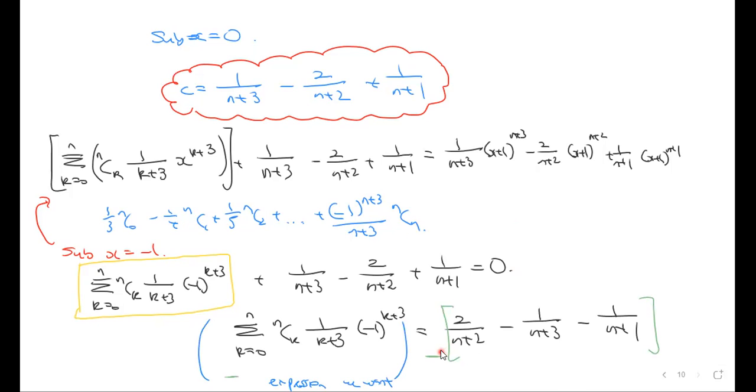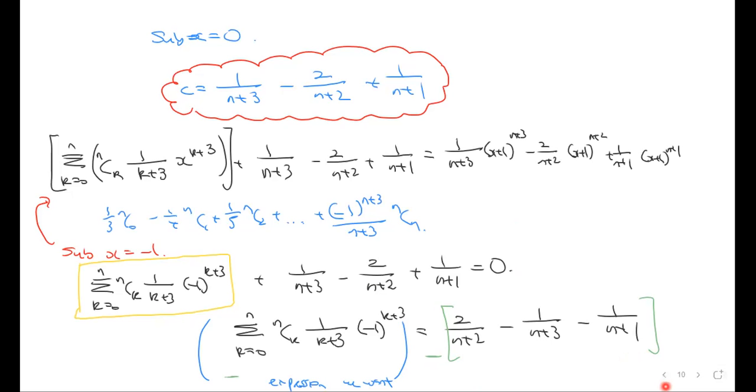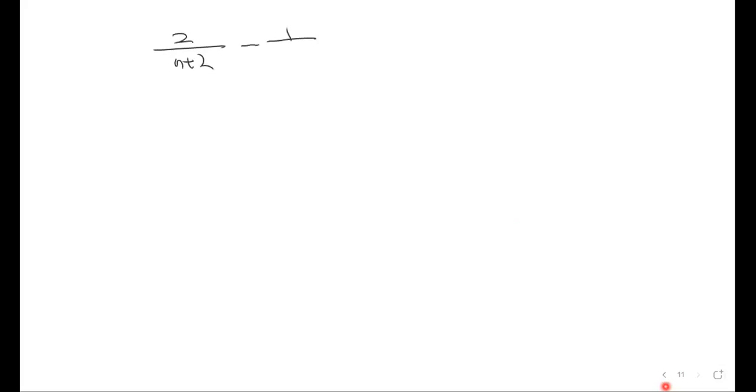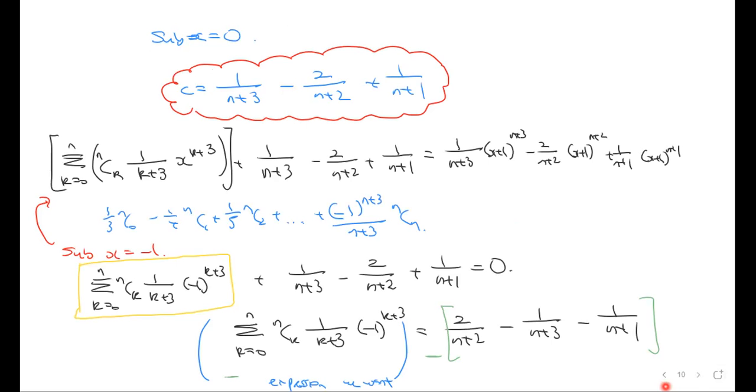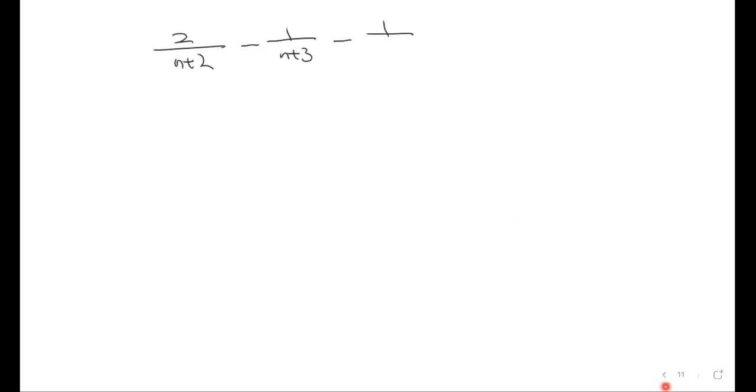In other words, we now need to prove that this is the right-hand side that they wanted. So we have 2 over n plus 2 minus 1 over n plus 3 minus 1 over n plus 1. And we want a negative in front. Now you want to show that it's 2n factorial all over n plus 3 factorial.